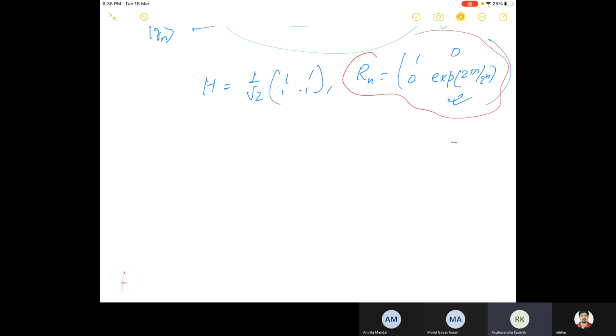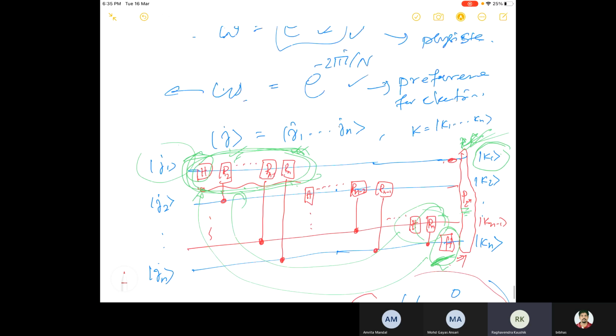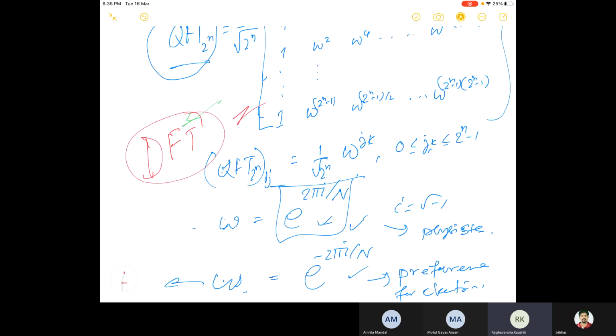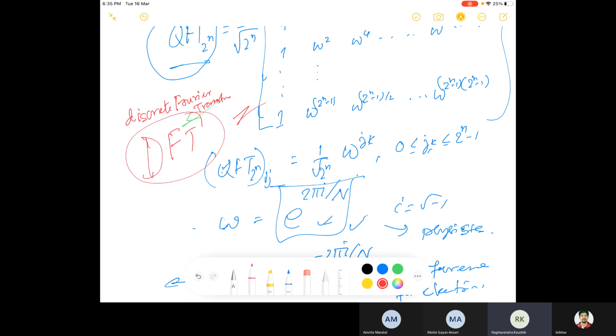Sir, what was DFT, sir? Like DFT in terms of quantum? No, this QFT in terms of quantum we discussed, the quantum Fourier transform. This DFT is just the discrete one. This is classical. The Fourier transform you know is classical, but this is also called the discrete Fourier transform. This is classical.